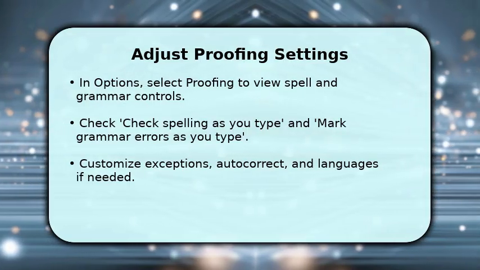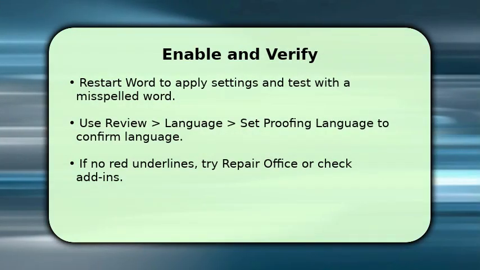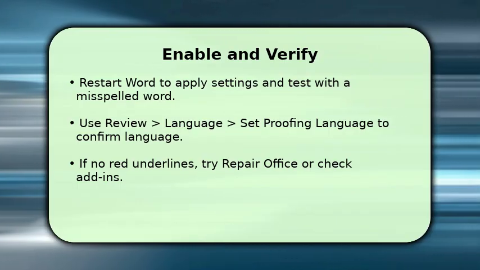You're nearly done. Save your settings and restart Word to ensure changes take effect. Then type a deliberate misspelling to verify red squiggles appear. If they do, auto spell check is active.